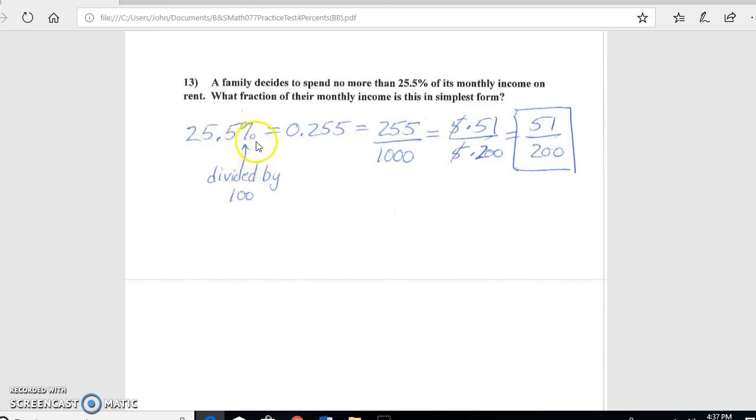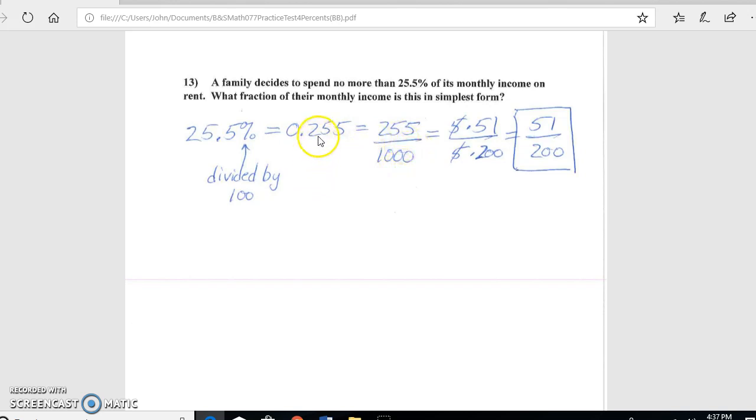Now, the 25.5%, we should remember that the percent sign always means divide by 100. So when I take this percent, 25.5 divided by 100, I have 0.255. Now, I can change this decimal number into a fraction by taking the number 255 and putting it over 1,000.